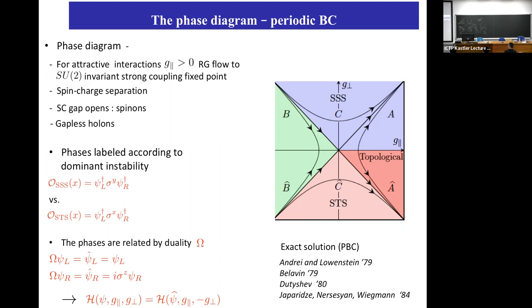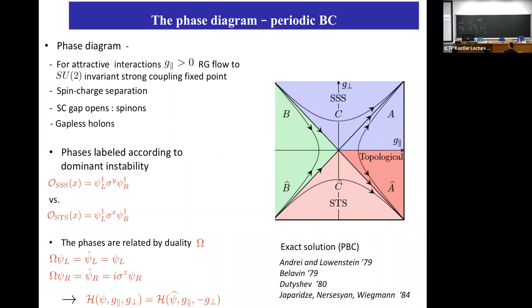The model has a very interesting property. The charge and spin separate. That is what allows the model to generate a mass gap without breaking symmetry, which is not allowed in one dimension. It has gapless holons in the charge sector, which is decoupled from the spin sector. And we label the phases according to the dominant instability, in other words, the slowest falling correlation function in the phase.